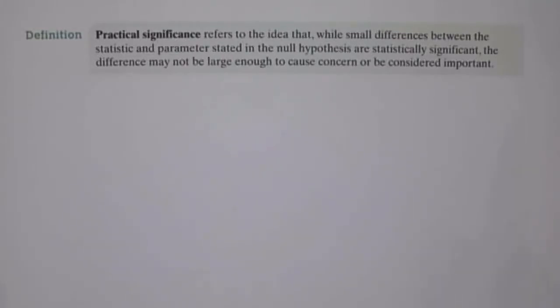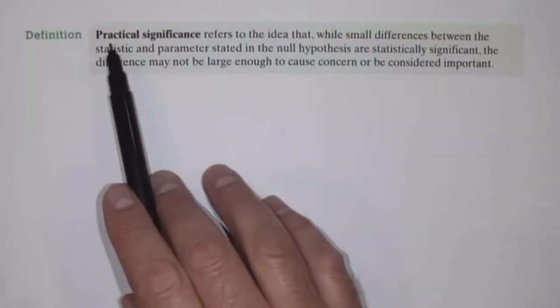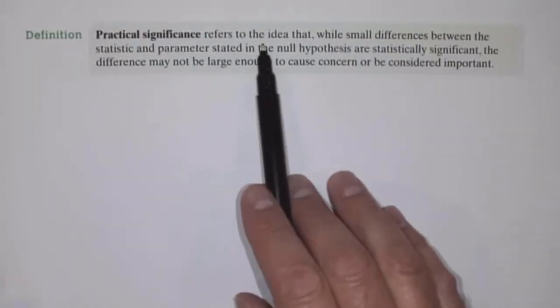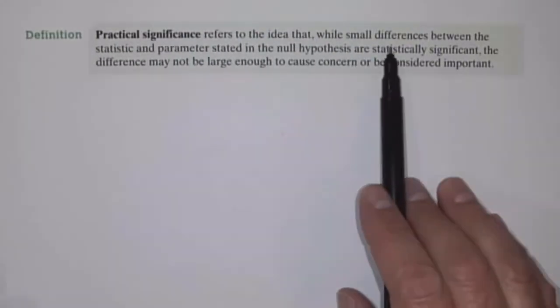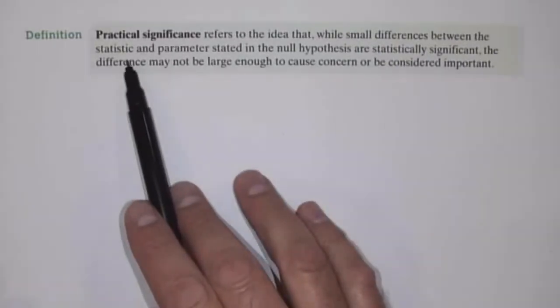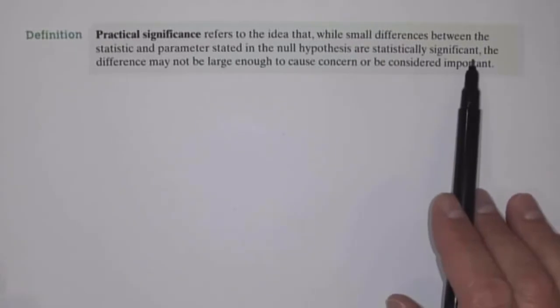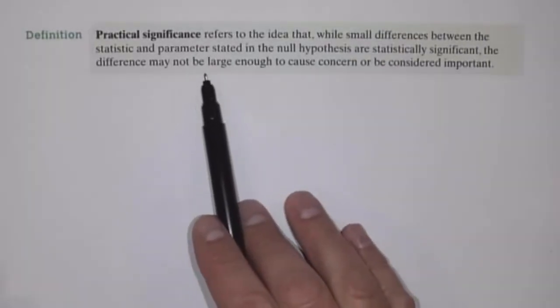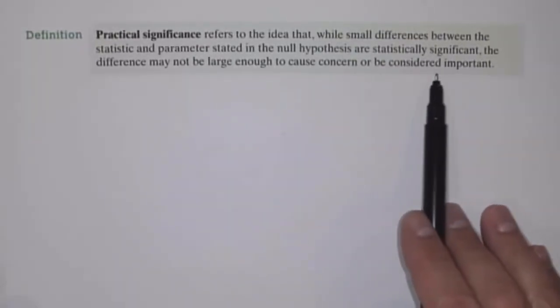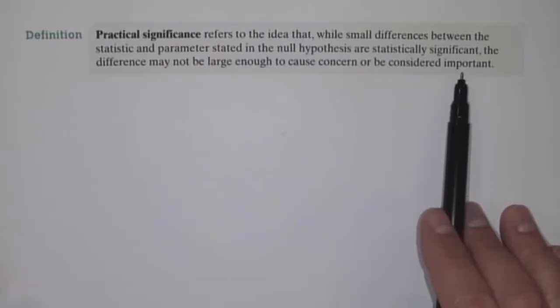In this video, we're going to discuss the concept of practical significance. So, definition. Practical significance refers to the idea that while small differences between the statistic and parameter stated in the null hypothesis are statistically significant, the difference may not be large enough to cause concern or be considered important.